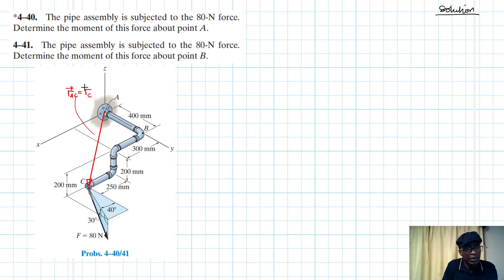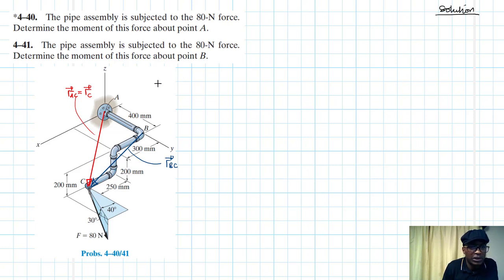Okay, and then we also need another one. We also need moments about point B, so we'll have another moment arm from there to the line of action of the force, which will also be the same point C, and then we'll call this particular moment arm RBC.